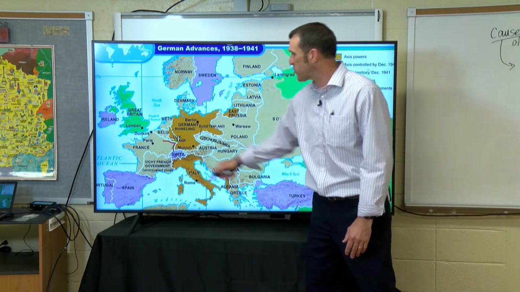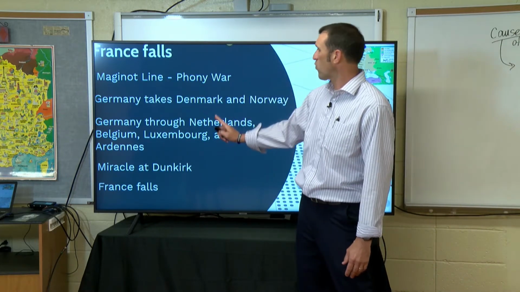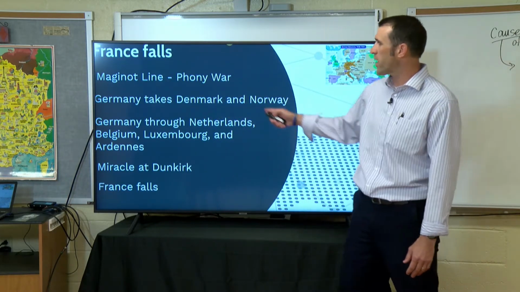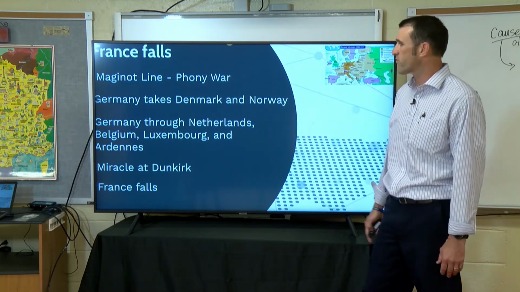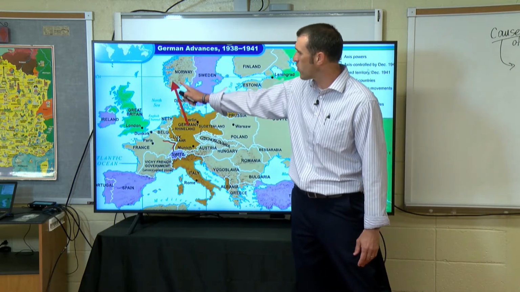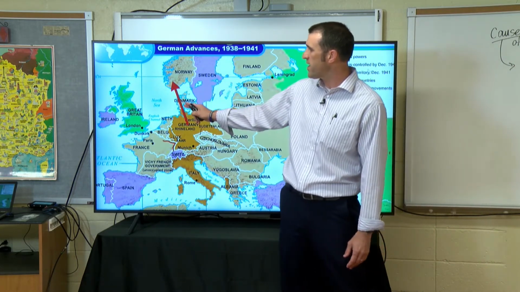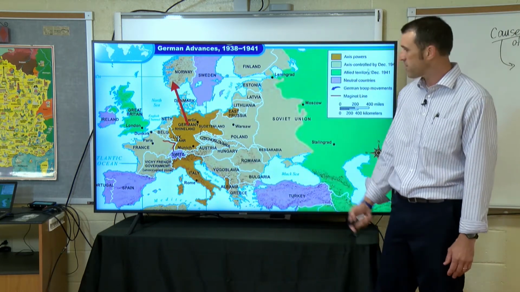So while they were occupied there, Germany went north, took Denmark and Norway, while France and Great Britain were paying attention to that border between France and Germany. So as they were paying attention here, Germany went north through Denmark and Norway for the plan of being able to launch an attack on Great Britain itself.